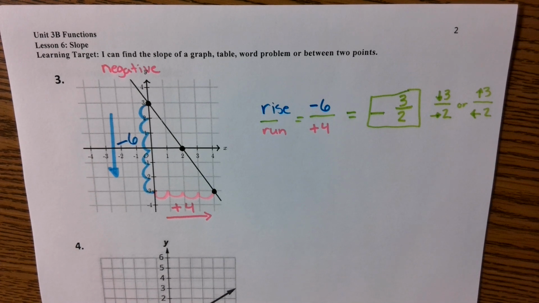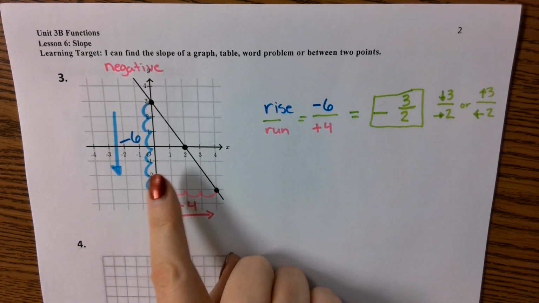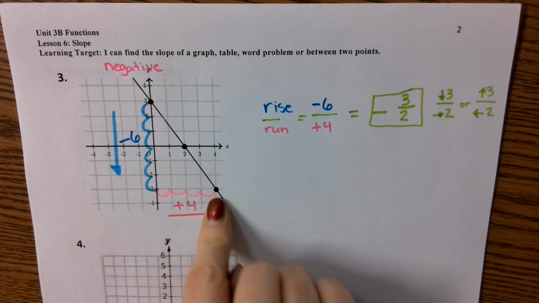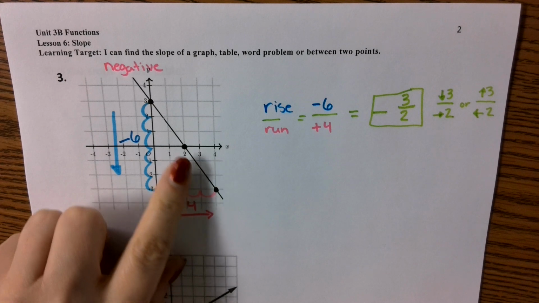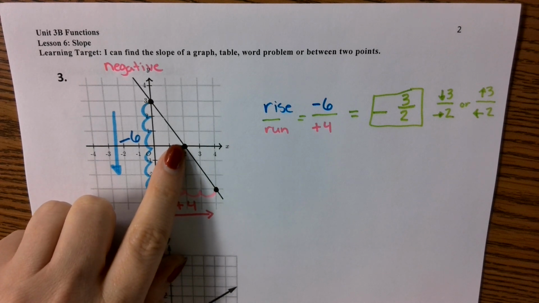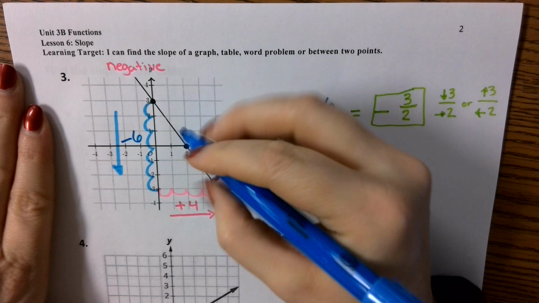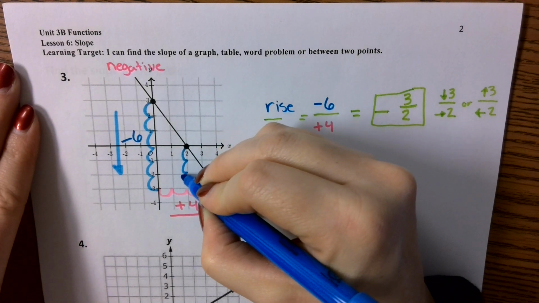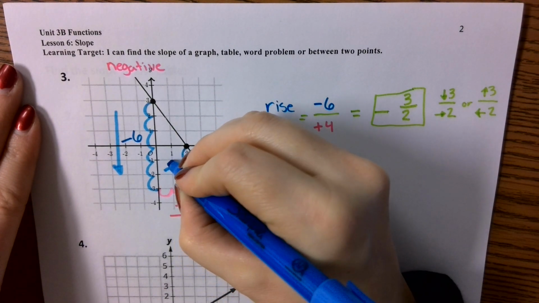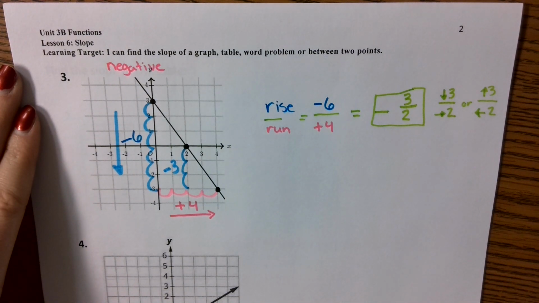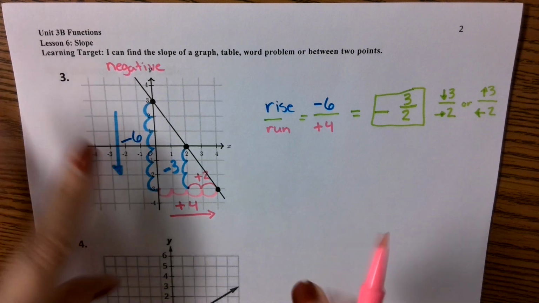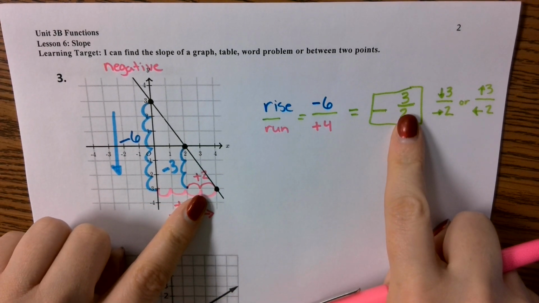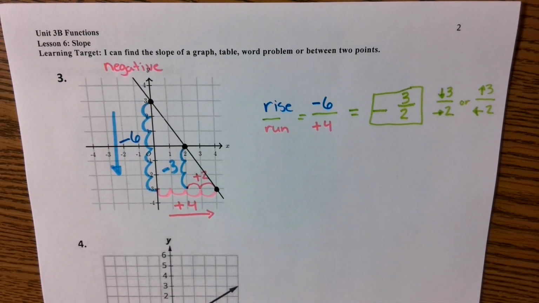And like I said before, it doesn't matter which points you're picking. If I were to pick these 2 points that are close to each other, let's say I start, and you always start from left to right. Always work from left to right. So if I'm starting from this point, I would be going 1, 2, 3. That's 3 down, -3. And then 1, 2 to the right, that's +2. So -3 over +2 is -3 over 2. It comes out to the same thing. It doesn't matter which one you choose to do.